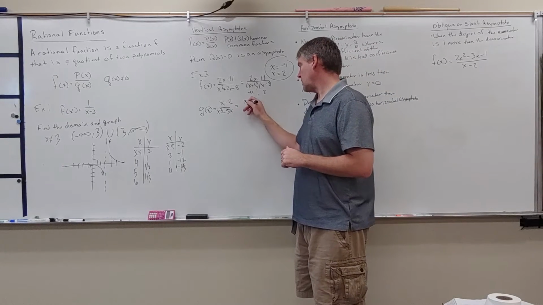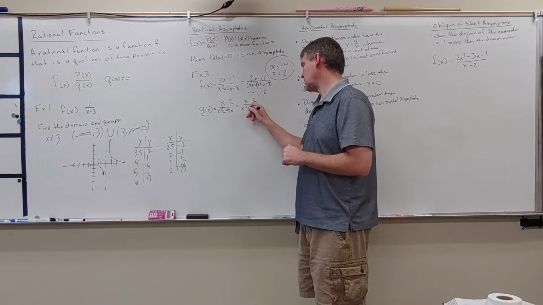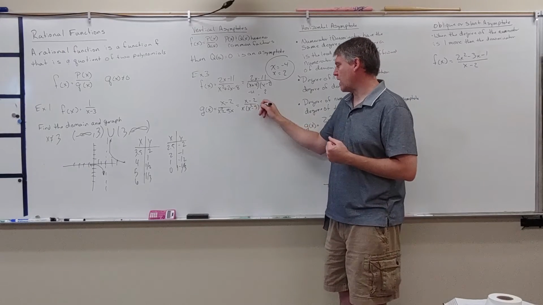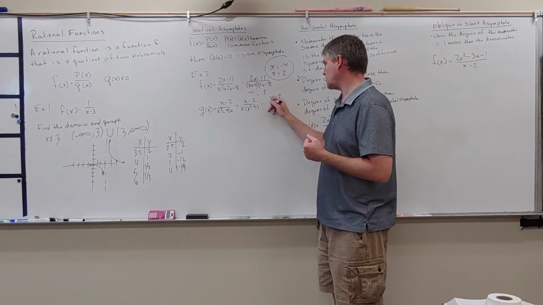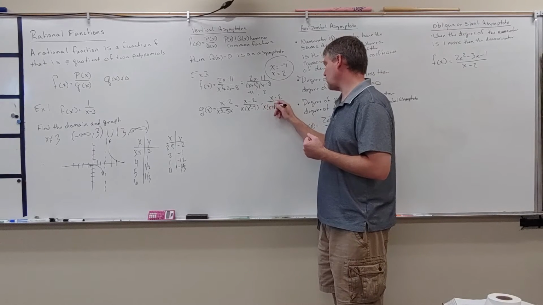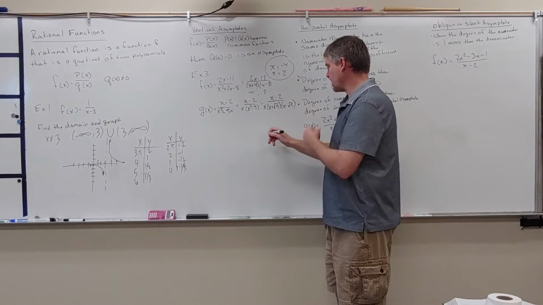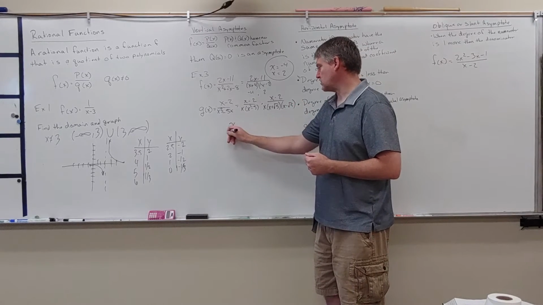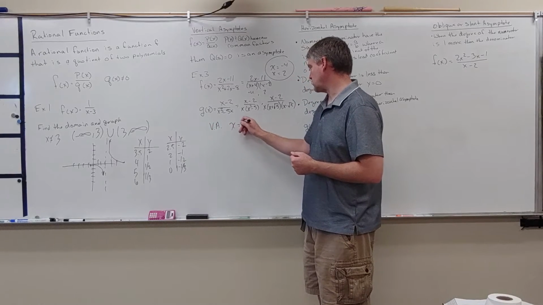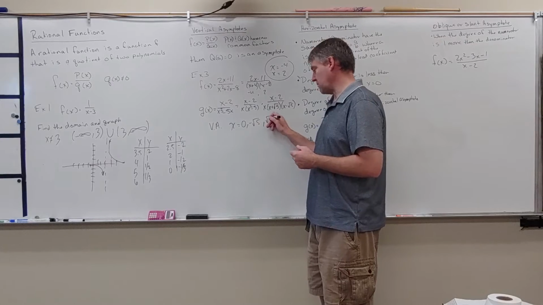Now here, I'm going to go ahead and factor this. If this is a difference of squares, now I have x minus 2 over x times x plus the square root of 5, x minus the square root of 5. So now I know I have vertical asymptotes at x equals 0, negative square root of 5, and positive square root of 5.